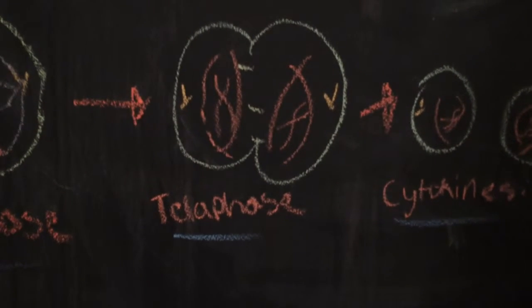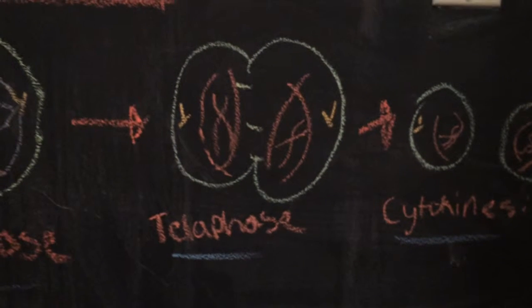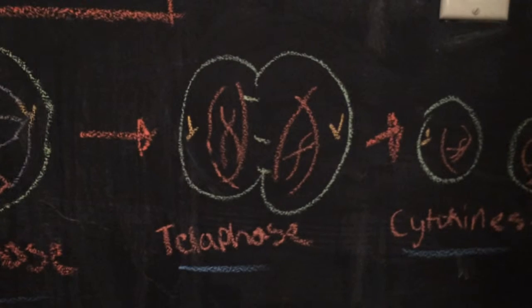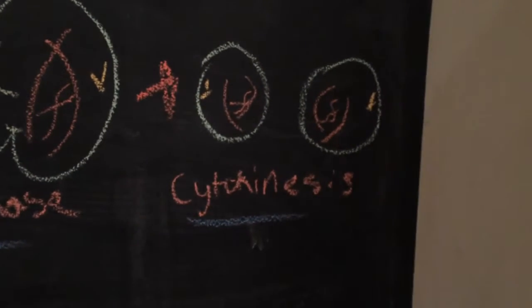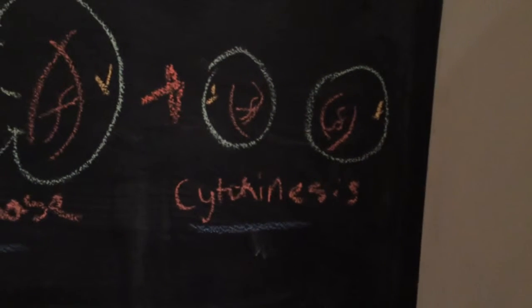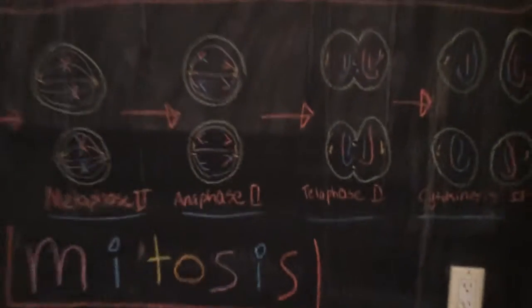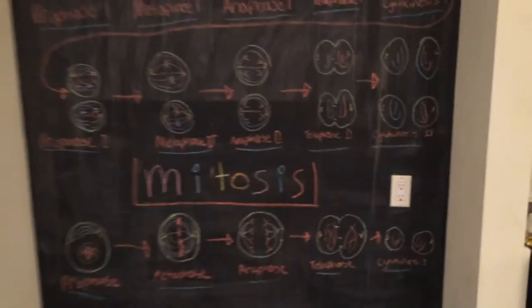In telophase, the sister chromatids have reached opposite sides of the cell, nuclear envelopes form, the chromosomes uncoil, and the spindle disappears. Cytokinesis is where the cytoplasm divides, producing 2 daughter cells. Upon completing mitosis, you should have 2 individual diploid daughter cells identical to the original cell.